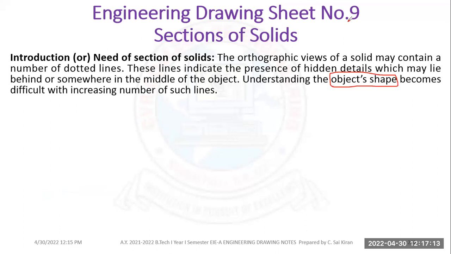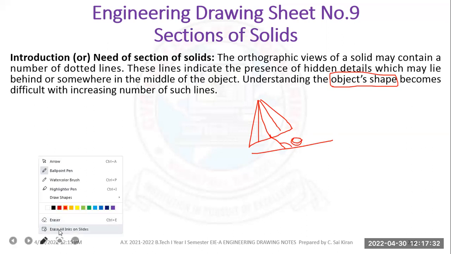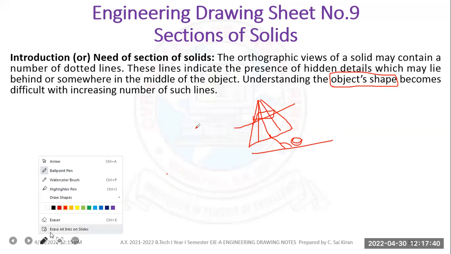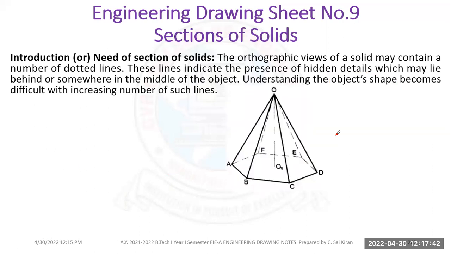Suppose it is a hexagonal pyramid, and it is rotated at an angle of theta. There are so many lines that you can't understand this shape. So what we do is make a section, so that I can see what is meant by the hexagonal pyramid. I can see the shape of this hexagonal pyramid here.